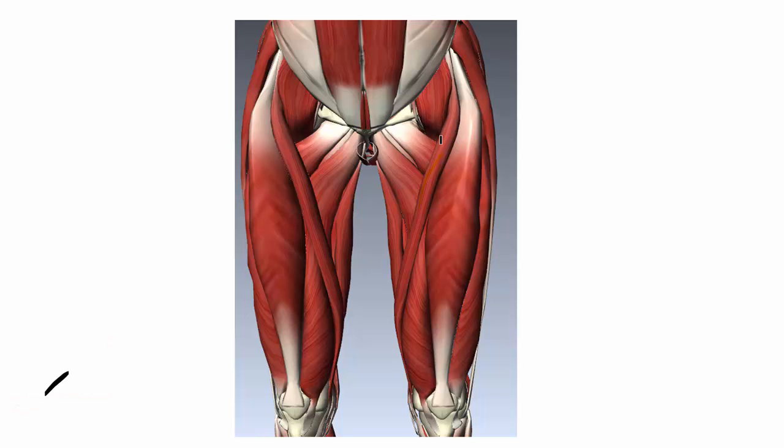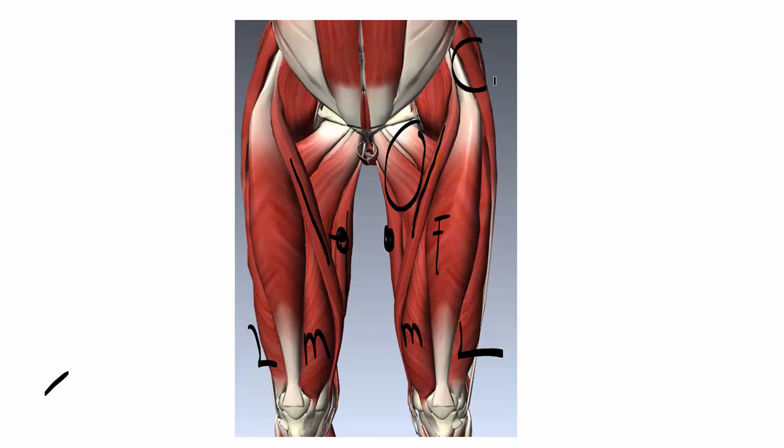Okay, this would be your sartorius. Here's your sartorius on this side. This would be your gracilis. This muscle right here and right here. These muscles that are between that Y, those are your adductors. Adduct means bringing your thighs together. This is your rectus femoris. This is your vastus medialis. This is your vastus lateralis. On this side, vastus medialis, vastus lateralis.